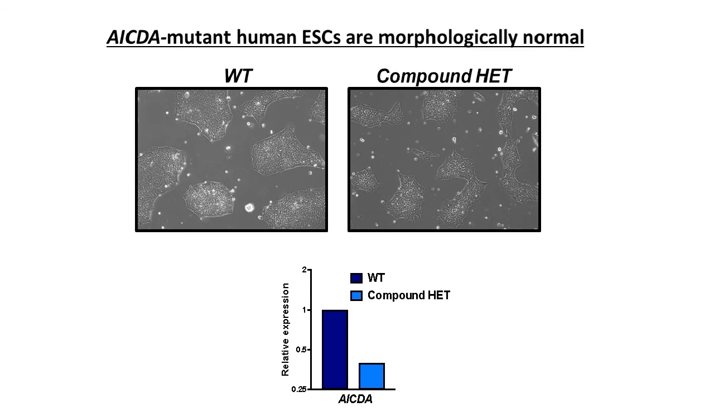And I observed that there was no significant difference in the morphology of the compound heterozygous AID mutant and the wild type when they were cultured in the prime media. And as you can see, in the compound heterozygous, the expression of AID is low as compared to the wild type cells.